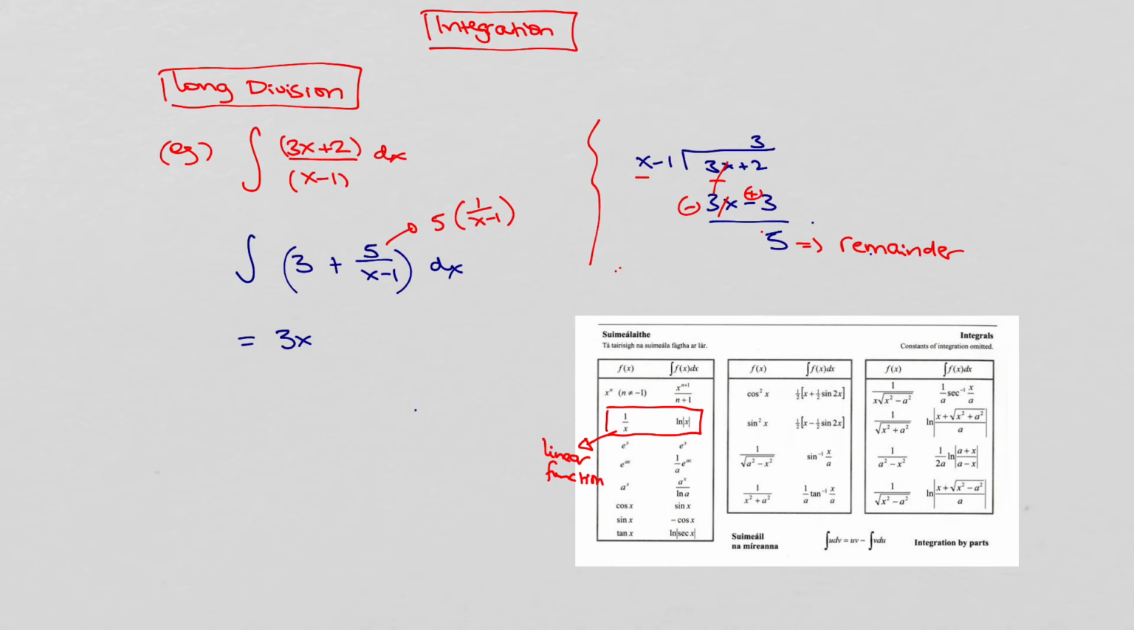If I integrate 5 over x minus 1, that's going to be 5 times the natural log of the function, which is x minus 1, divided by the derivative of x minus 1, which is, of course, just 1. So that becomes 3x plus 5 natural log of x minus 1, and of course there are no limits here, so it's just plus c as my answer.